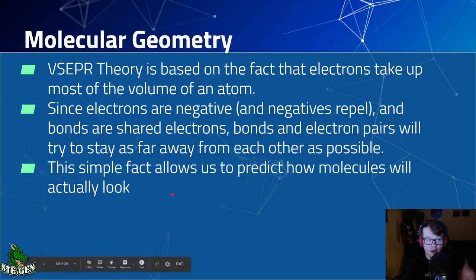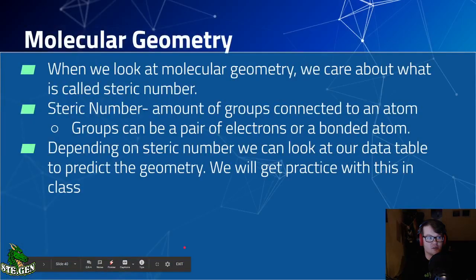And so that one fact, the fact that bonds are made out of electrons, and electrons are negative things, and if you have two of them, they will repel each other. Those three things together combine to give us all of how we decide molecular geometry works.